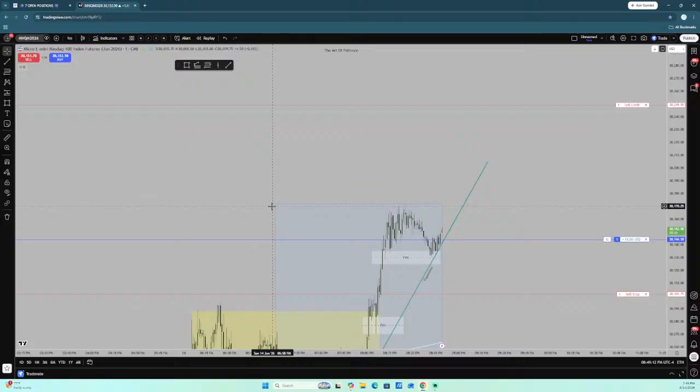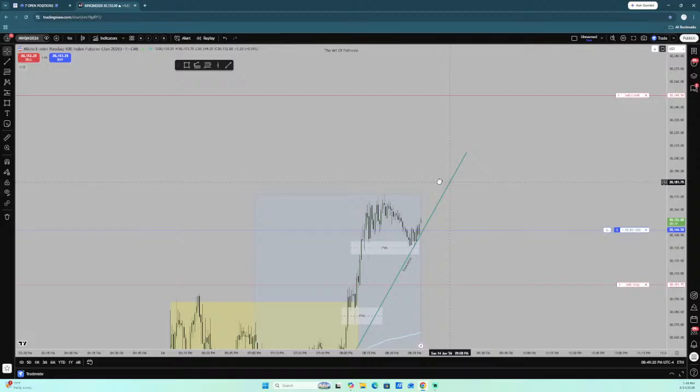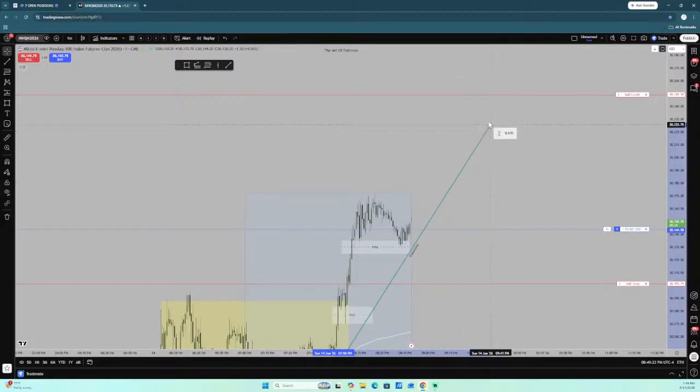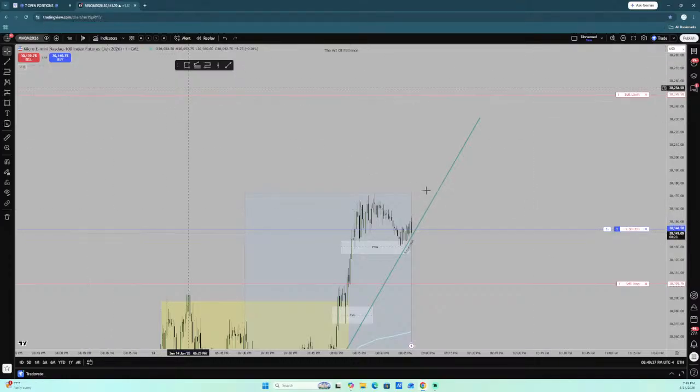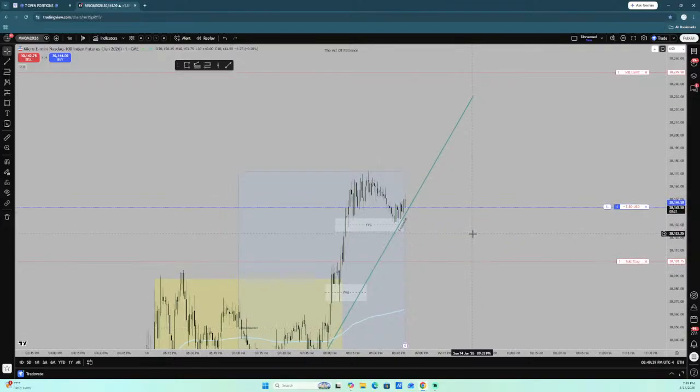All right, so price is already starting to look like it wants to break out and continue on this expansion move. Like I said, I'm not looking for a whole lot of profits. I'm just looking for something that can lock me in for the consistency on the accounts. $100 or more, that would be perfect.